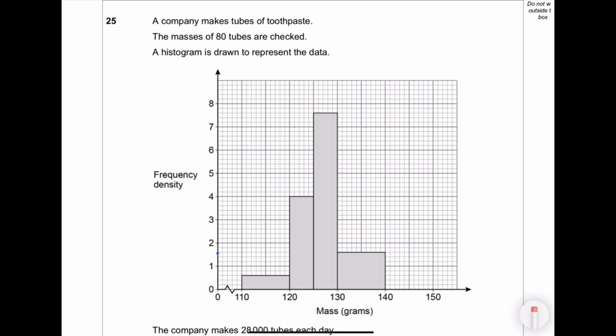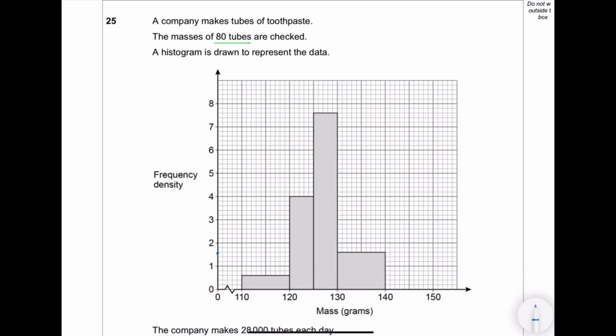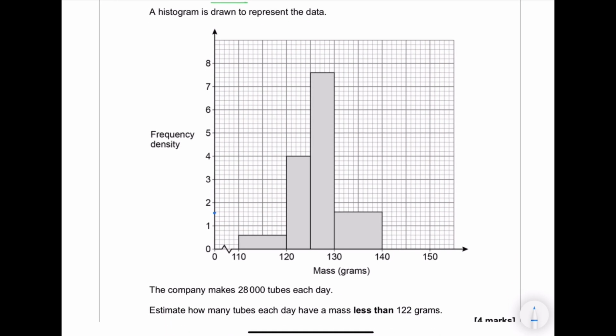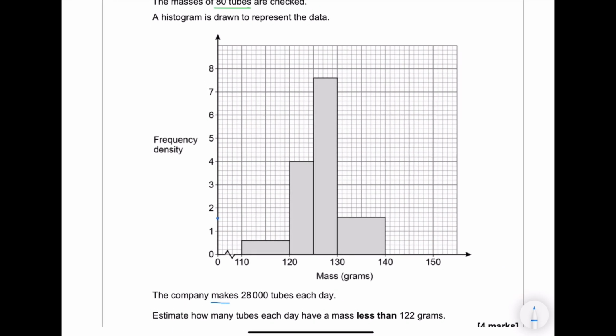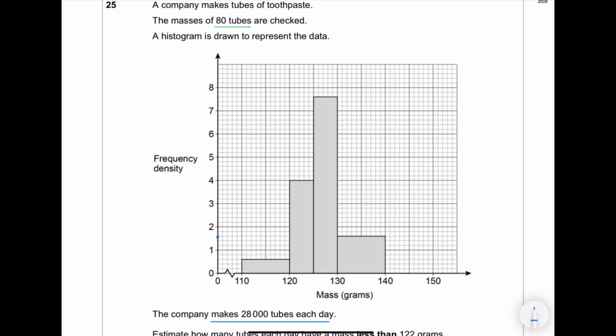A company makes tubes of toothpaste. The masses of 82 tubes are checked. A histogram is drawn to represent the data. So in this question we have to fetch the information from the histogram to find out the required thing. The first thing we need to do is find the frequencies of these bars.